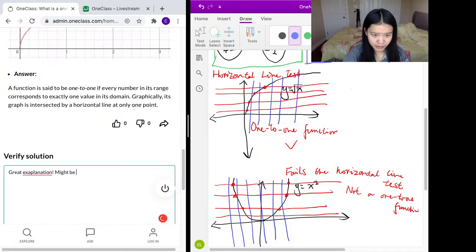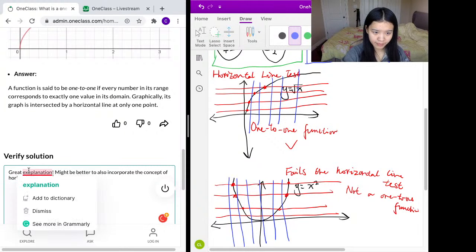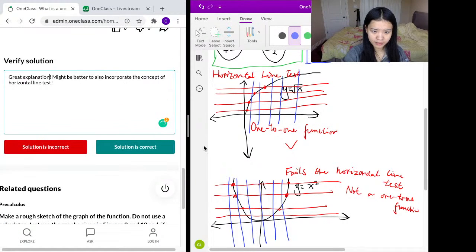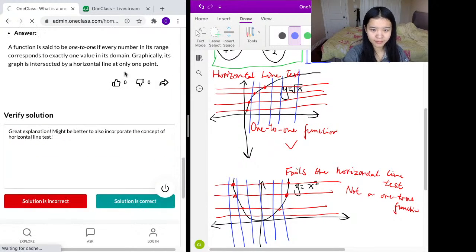Might be better to also incorporate the concept of horizontal line test. Okay, that's our comment, and the solution is correct.